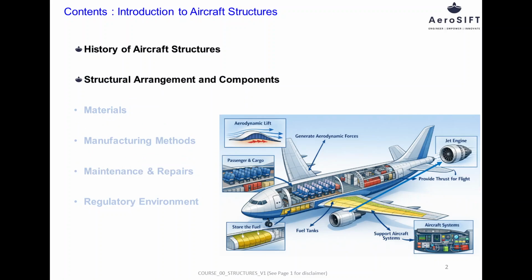In the second module, we will dive into the fundamental structural layout of aircraft, including the key components and their functions. This module covers primary and secondary structures, fuselage and wing arrangements, and essential parts like frames, spars, and ribs that ensure the integrity of an aircraft in flight.